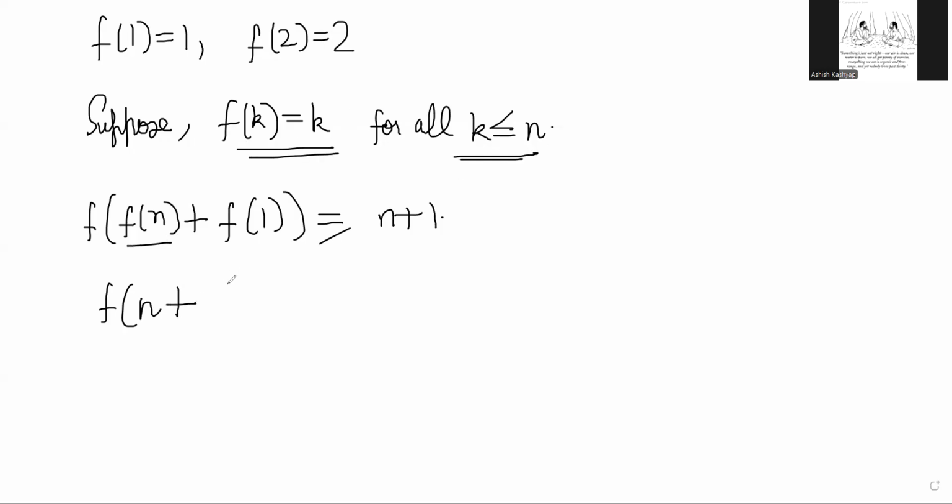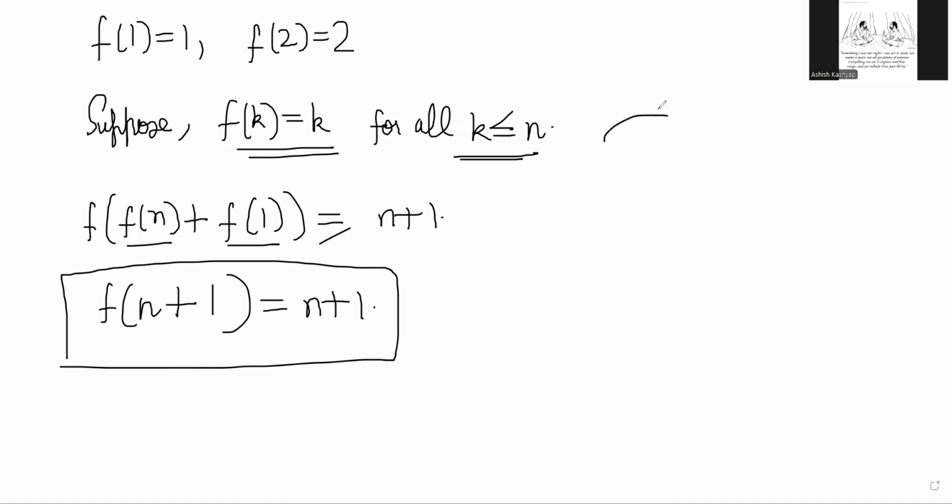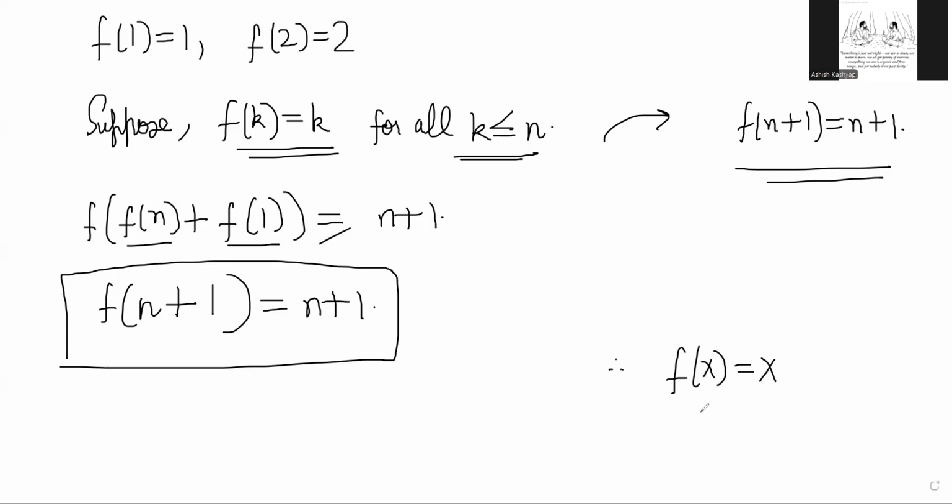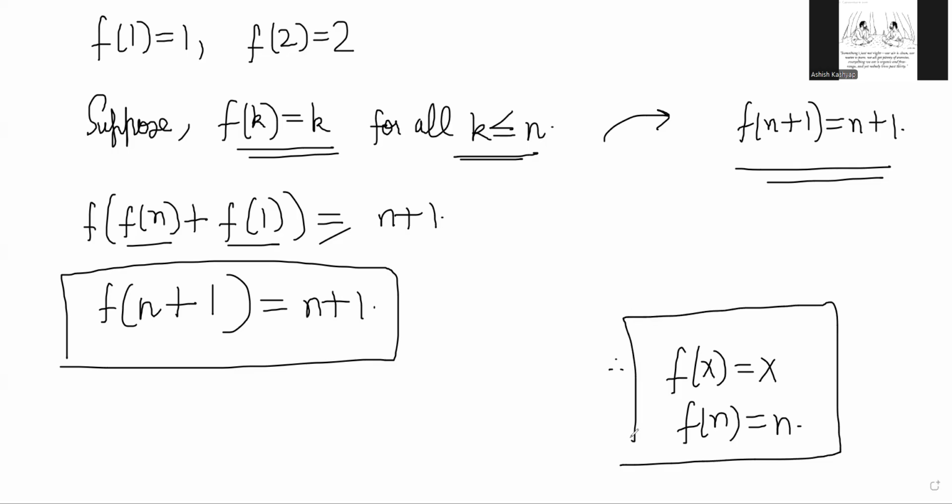So this is n plus f of 1, which was 1, is equal to n plus 1. So we are immediately getting the next step. If all the f of 1, f of 2, f of n is n, then we are getting f of n plus 1 is also n plus 1. So the induction step is done, and therefore we have the proof that f of x must be x, or f of n must be n. That is the function that satisfies this functional equation.